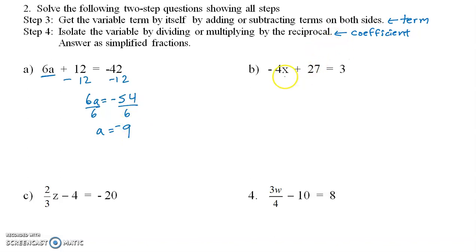Question B, I have a variable term and then a constant term. I'm going to remove that constant term of plus 27 by subtracting 27. And you have to do the same to the other side, leaving you with negative 4x and negative 24 on the right. Here, I'm going to divide by the coefficient, negative 4. And when I do negative 24 divided by negative 4, that's going to get me a positive 6, right? 24 divided by 4 is 6, and because there are two negatives in the question, it's going to be positive.